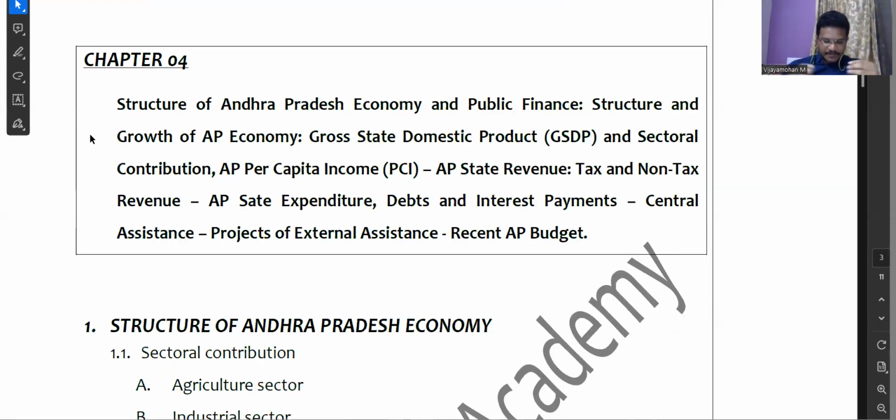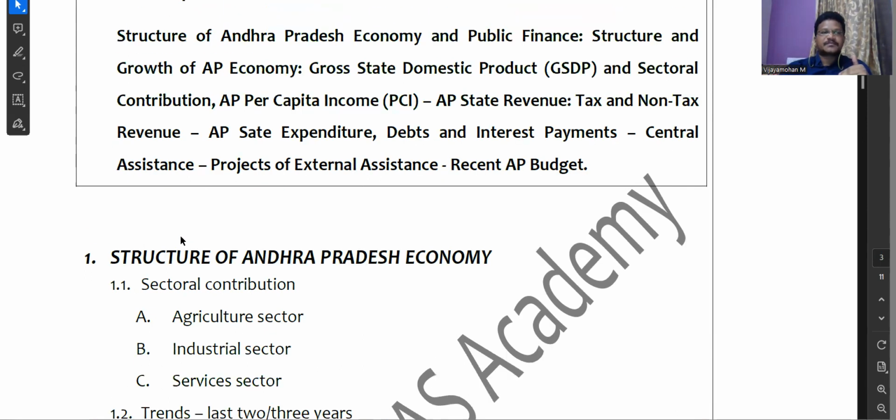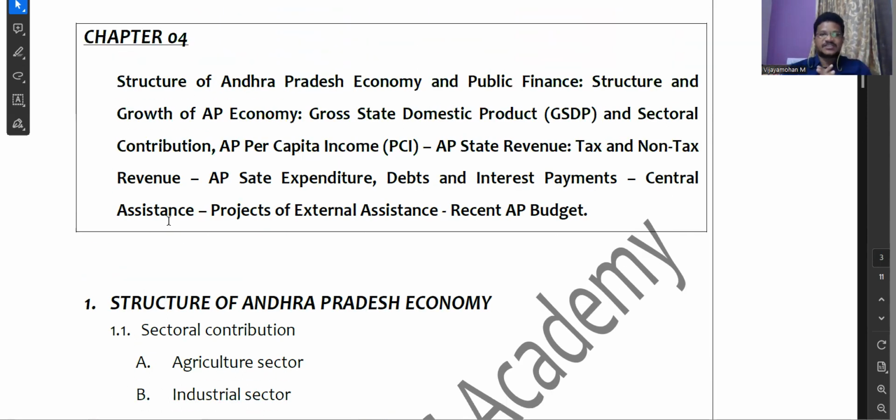First of all, I will just briefly tell you, I may not be able to cover the entire chapter. I'll tell you briefly what areas you need to concentrate on and how to approach these areas, right? First and foremost, chapter 4 deals with the structure of Andhra Pradesh economy and public finance. So the syllabus includes the structure of the Andhra Pradesh economy. What is the contribution of the various sectors to the total GVA? What is the GSDP growth rate, right? What is the tax income and non-tax income? What are the finances, public debt? What are the interest payment obligations of the AP state? So these are the areas, right?